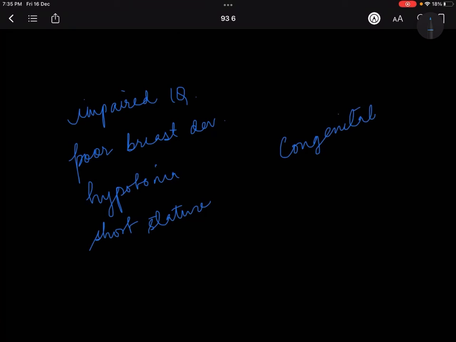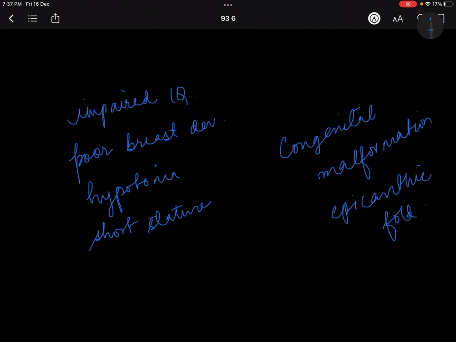That means there could be chances that they have a little congenital malformation in the heart. And they can also have the epicanthic fold on the eye. Epicanthic fold is like, as you must have seen in Mongolian eyes or Chinese eyes, they have a little extra skin on the eyes, right? So that is called the epicanthic fold.